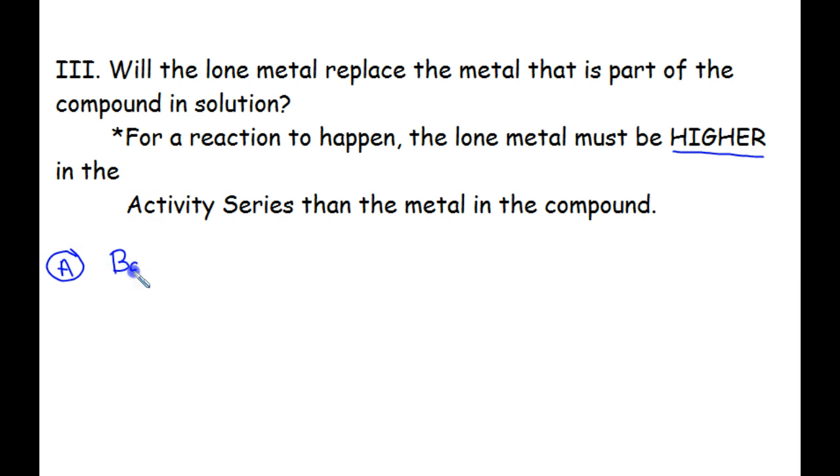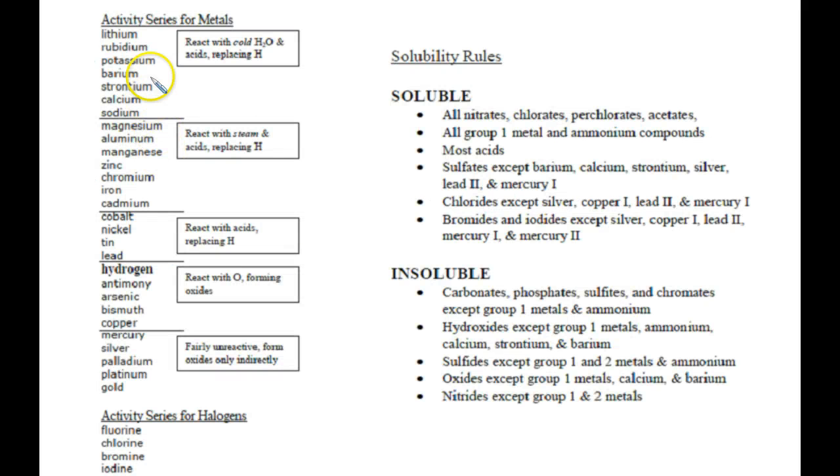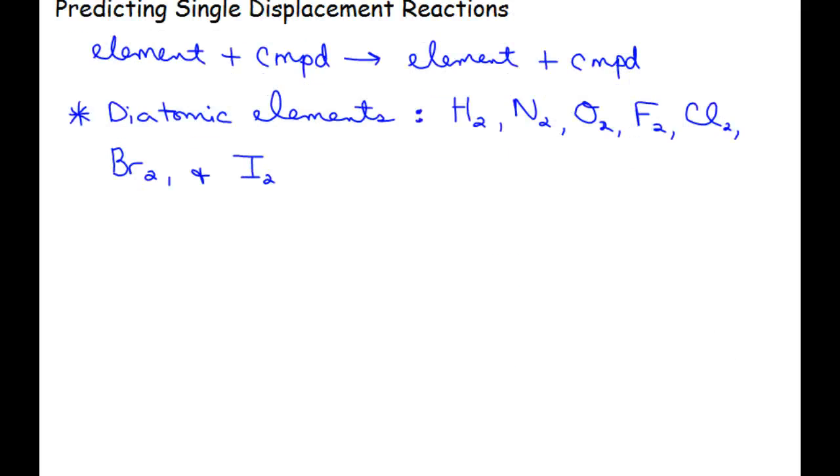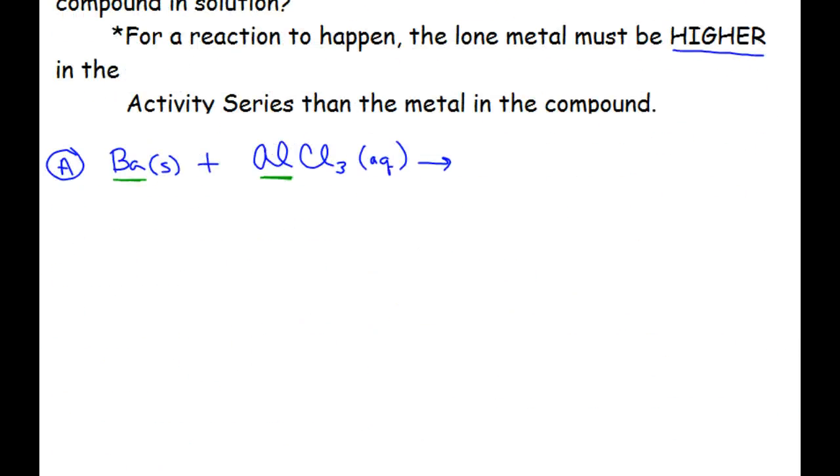What if we dropped solid barium into a solution of aluminum chloride? What you're asking yourself is, is this higher than this? Now if we check our activity series, barium is higher than aluminum, so barium will replace aluminum. So the metal that is replaced now is by itself, and aluminum is a solid.